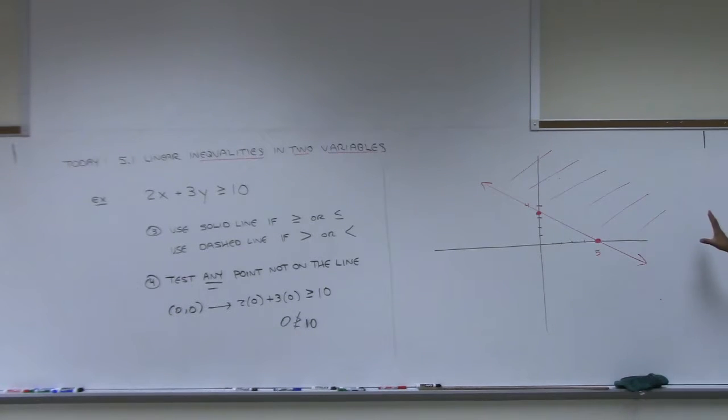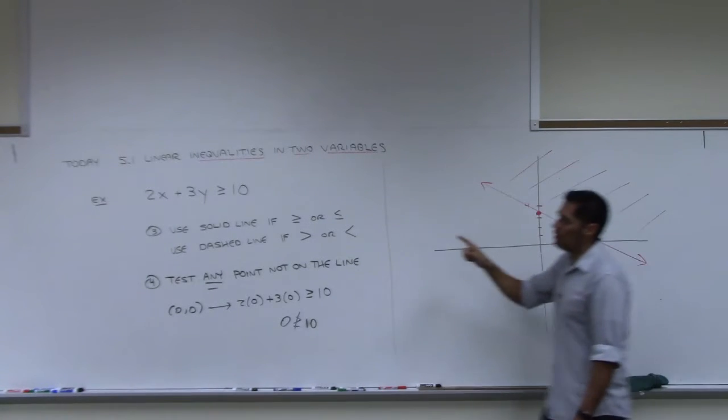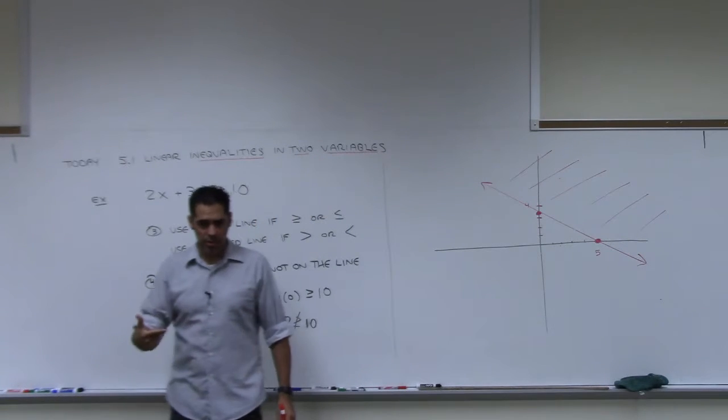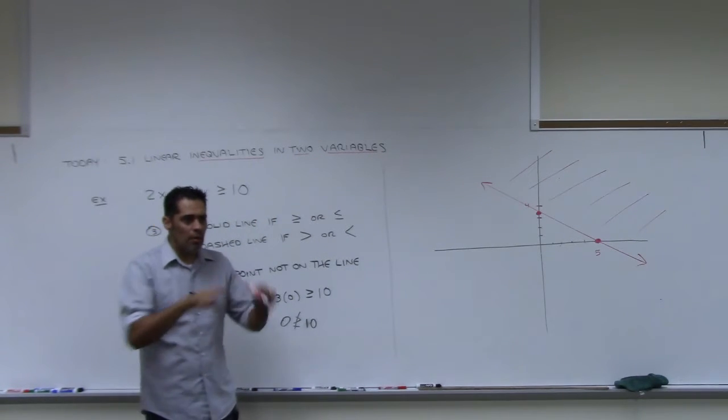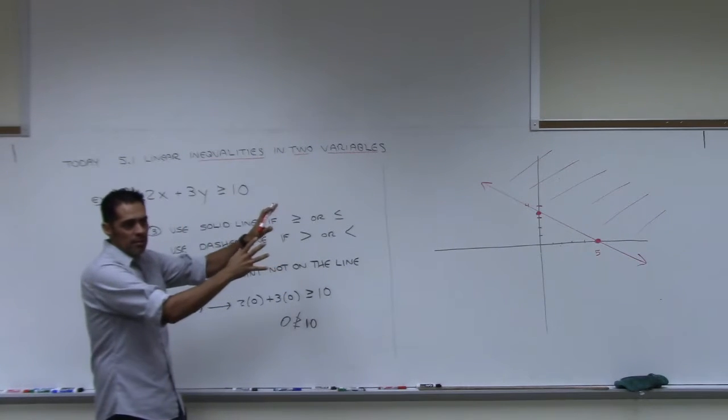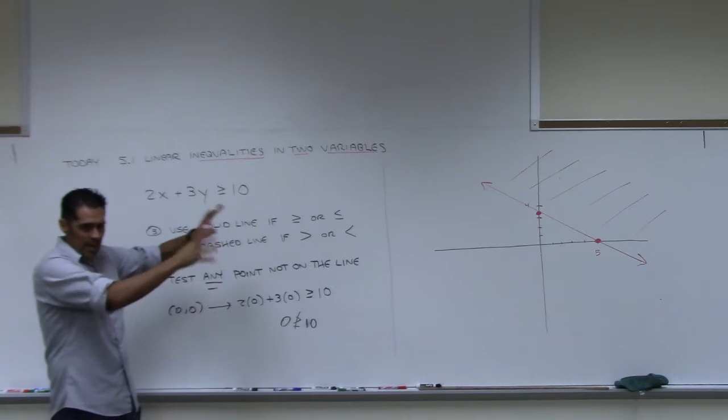All right, so this is okay? This is the way we write our answers. Our answers for linear inequalities in 2 variables, our answers are pictures. There's no interval notation or anything like that. It is that picture. So that's what you're going to be asked to draw on a test.